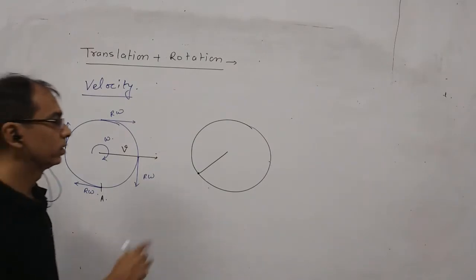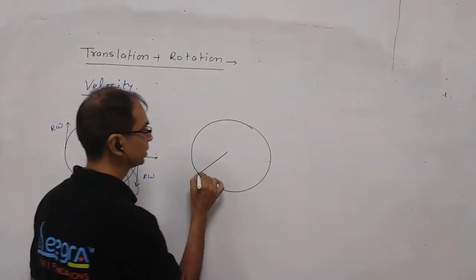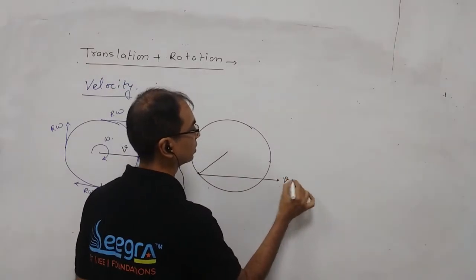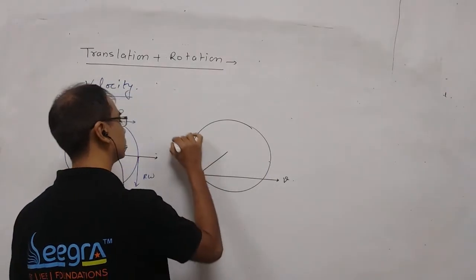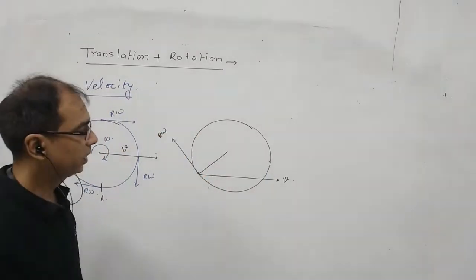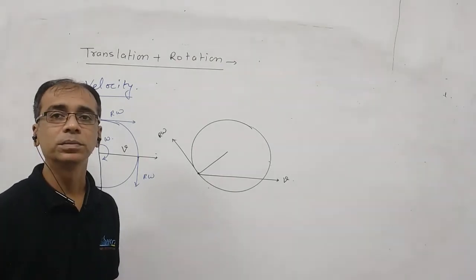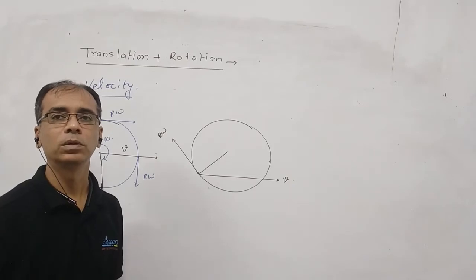May have reached at this point. Now what does it have? Velocity of center of mass in this direction is V, and in this direction it is R omega. Now I can find the velocity very easily, but I need to find the angle between the two. If I know the angle between the two, I can easily find it.